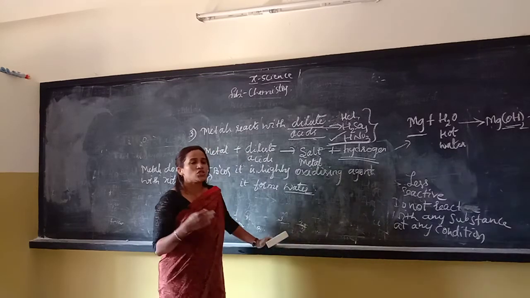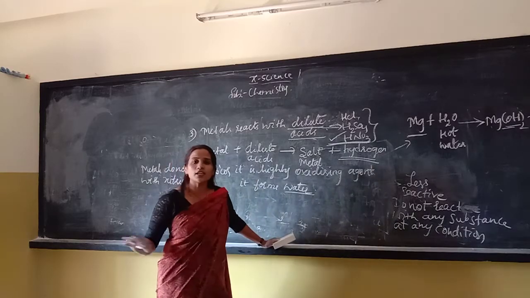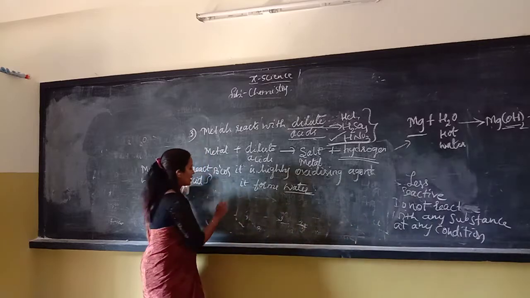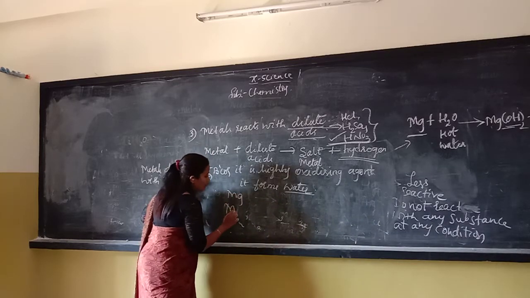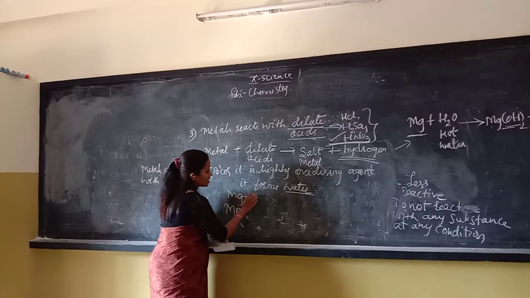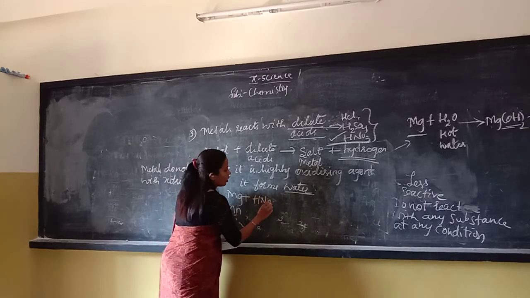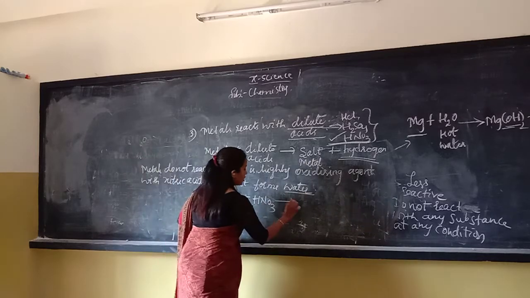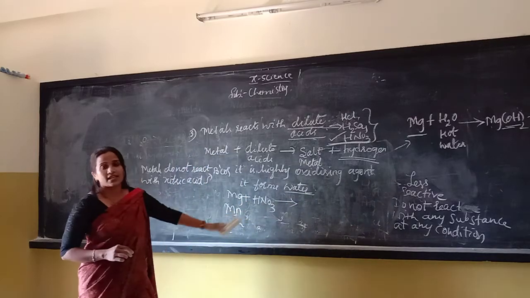But now you can ask a question: do none of the metals react with nitric acid? Only two metals do, that is magnesium and manganese. Okay, so what happens when magnesium reacts with HNO3? Only magnesium and manganese have the capacity to react with dilute nitric acid.